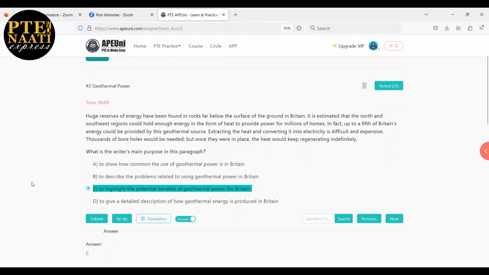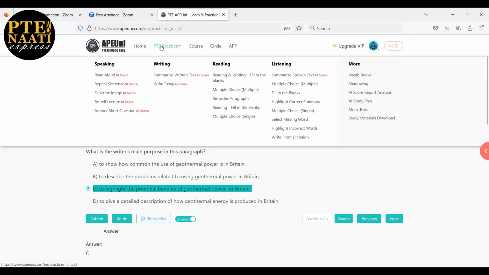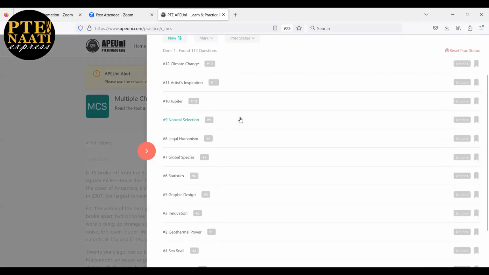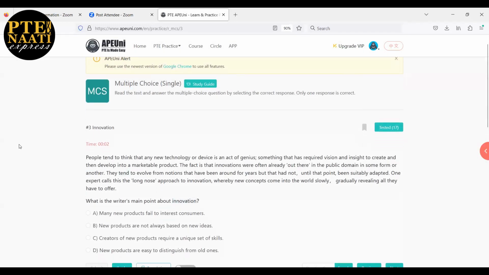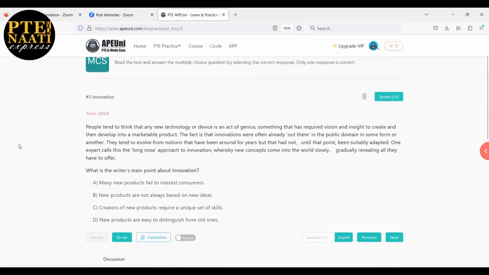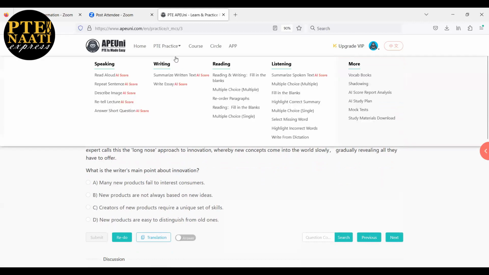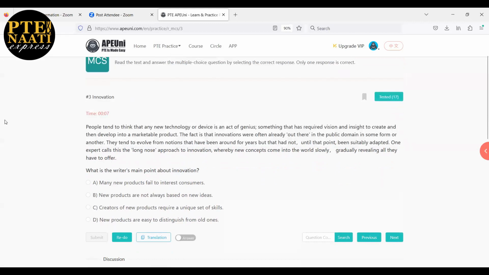So usually that's how the single answer type questions work. We can try another one, like innovation. This one also, right?